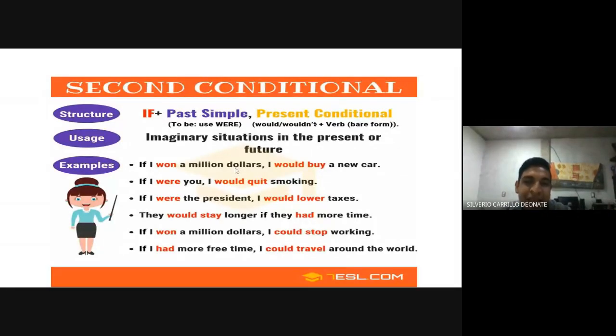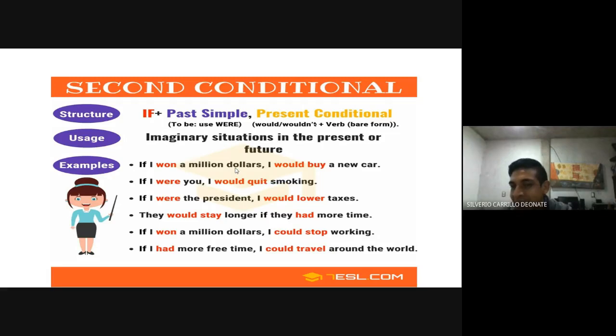Then we go with the following example. If I had $1 million, I could stop working. And the last example says, if I had more free time, I could travel around the world. But as I mentioned, it's an imaginary situation.